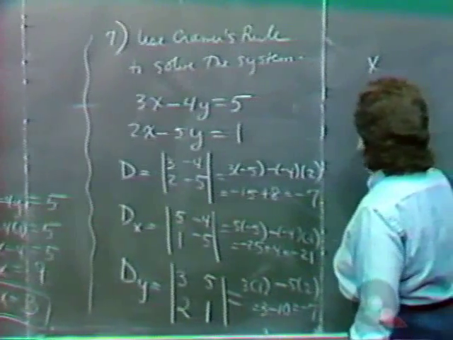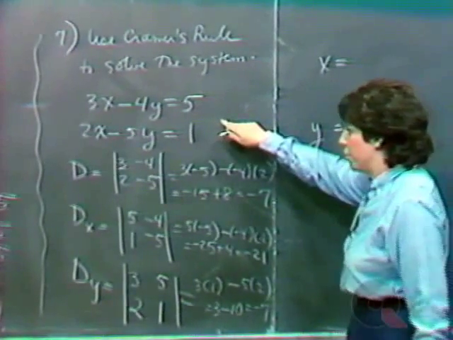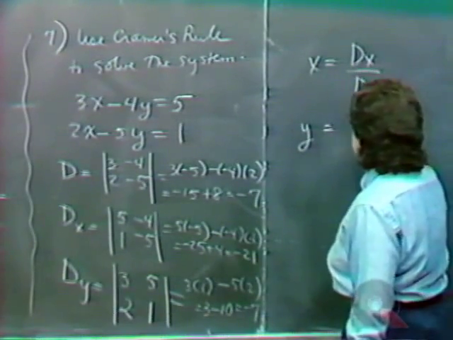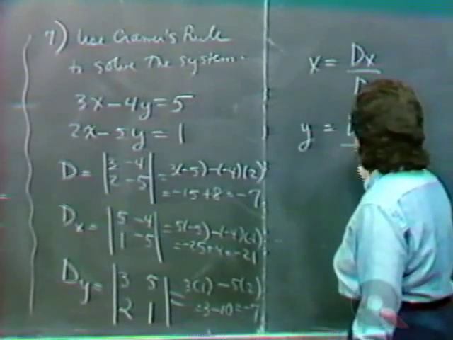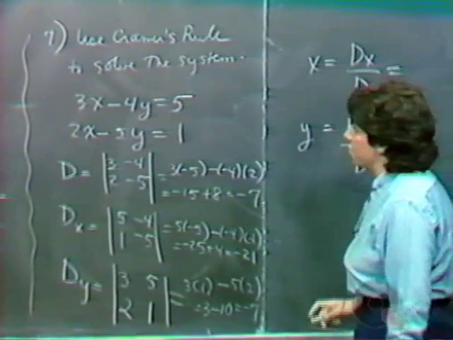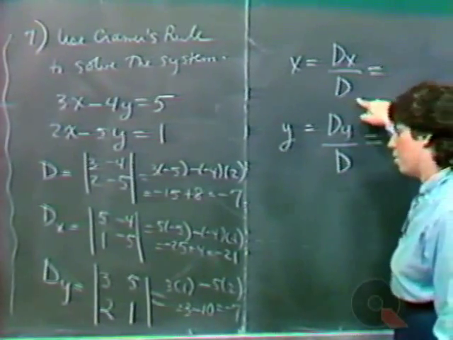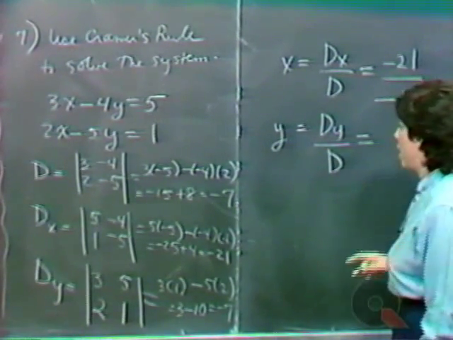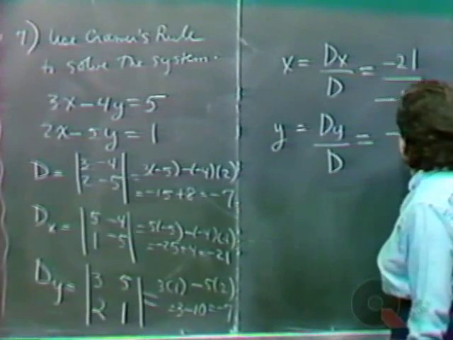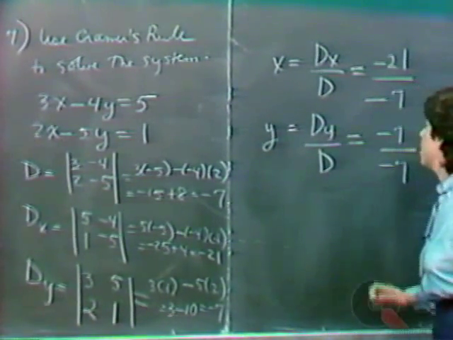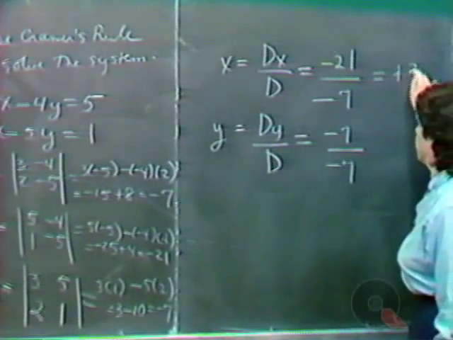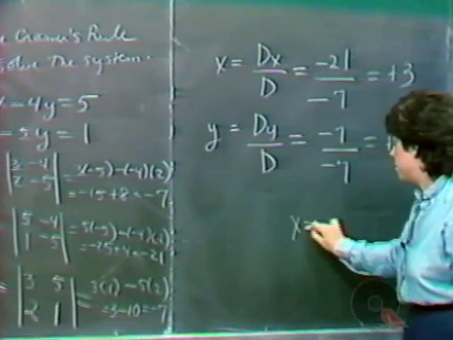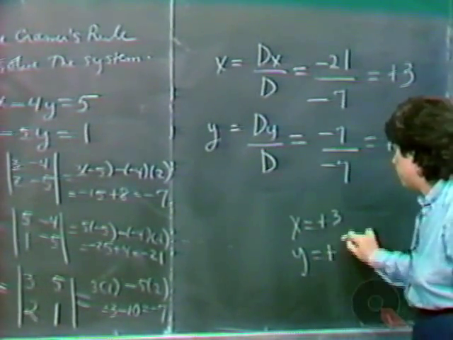The x and y values of the solution are given by the following. X is dx over d, y is dy over d. So to solve this system, we simply say x is dx over d, minus 21 over minus 7, and y is dy over d, minus 7 over minus 7, giving us x is plus 3 and y is plus 1. X is plus 3, y is plus 1.